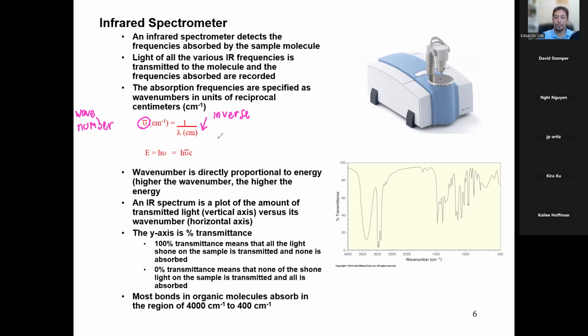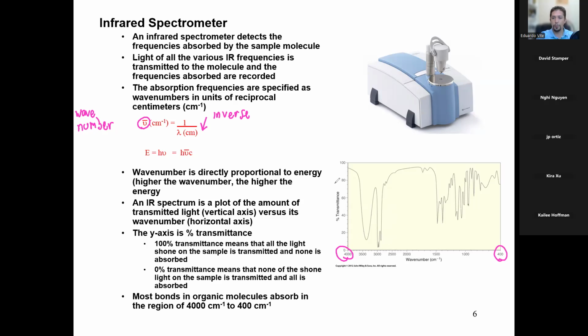Regardless, the relationship is still really easy. 400 is low energy. You can see on the graph on the bottom right, 400 is low energy, 4,000 is high energy. Pretty straightforward, right? Small number, small energy, big number, big energy. It doesn't really get complicated. Just remember, though, that it is in centimeters. And you see here, wave number is directly proportional to energy. So this is just what I said. The higher the wave number, the higher the energy.